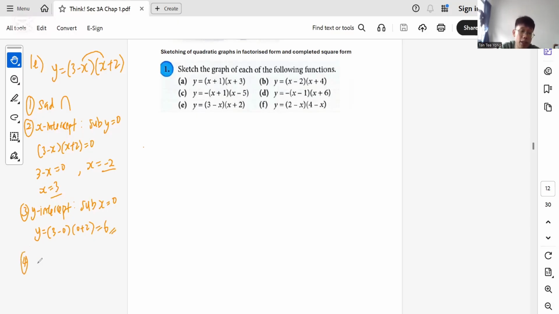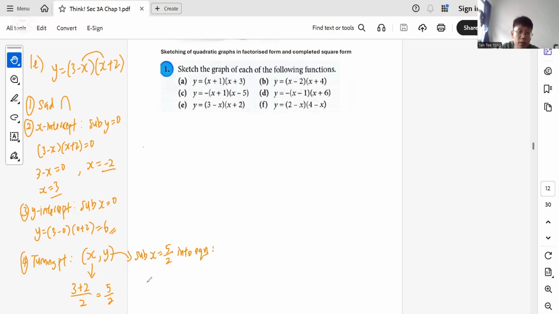Okay, last point, point number 4, turning point. Same thing, I mentioned x comma y. So for the x part, you need to take your 2 x-intercepts and divide by 2. So this is 5/2. Then for the y, you need to sub x equals 5/2 into the equation.